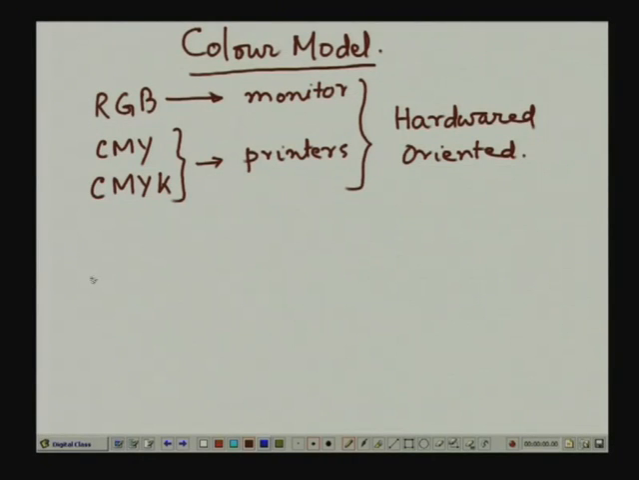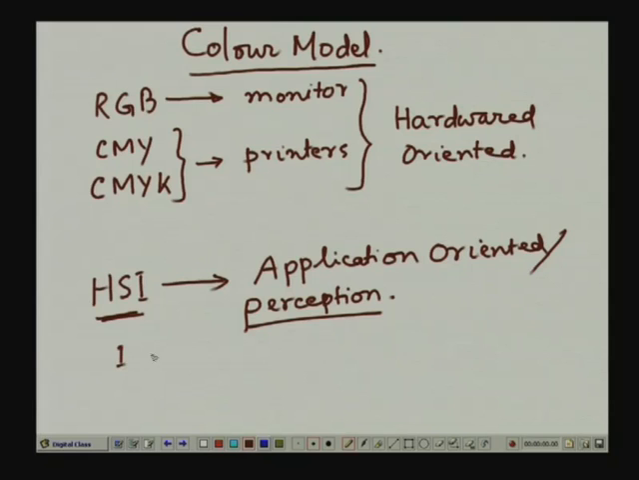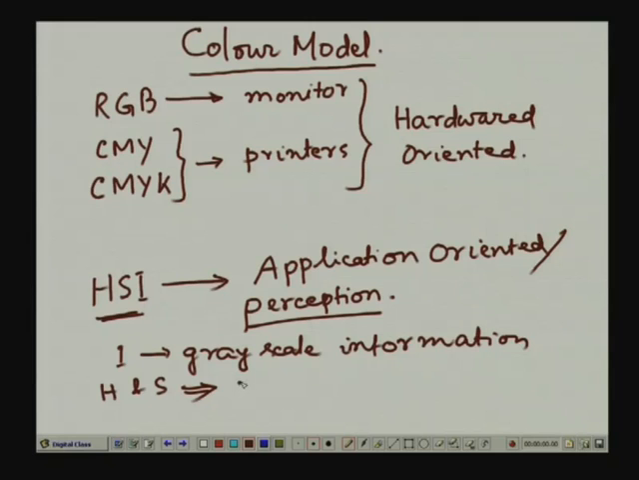And the other color model that we will also consider is the HSI color model, that is hue, saturation and intensity or brightness. And this HSI color model is application oriented, or also perception oriented, that is how we perceive a particular color. And we have also discussed that this HSI color model decouples the color from the grayscale information. So, we have said that this I part gives you the grayscale information, whereas hue and saturation taken together give you the chromatic information.